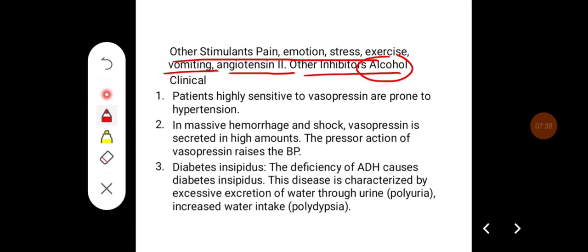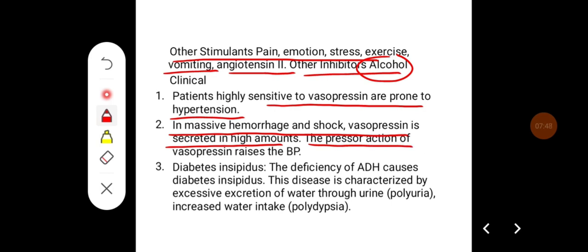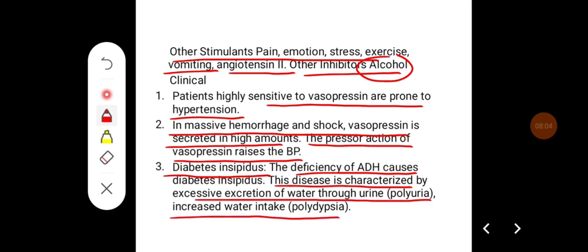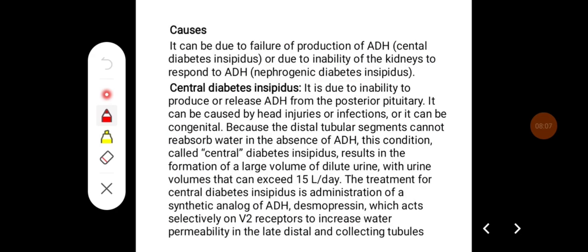Some of the clinical aspects: patients highly sensitive to vasopressin are prone to hypertension. In massive hemorrhage and shock, vasopressin is secreted in high amounts, and the pressor action of vasopressin raises the blood pressure. Diabetes insipidus is the deficiency of ADH, and this disease is characterized by excessive excretion of water through the urine, that is polyuria, and increased water intake, that is polydipsia.